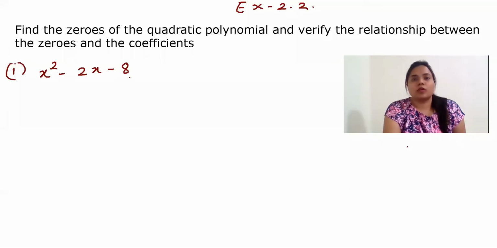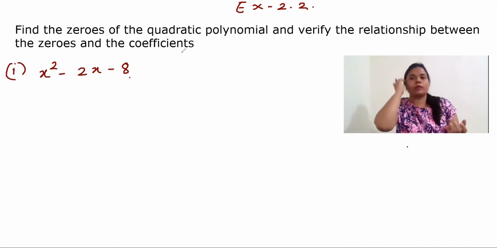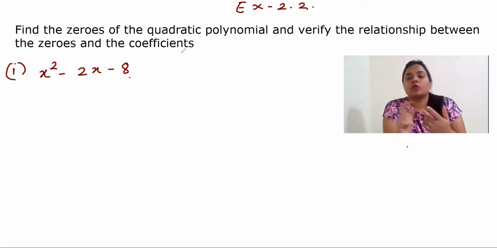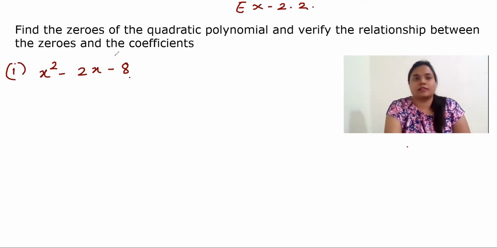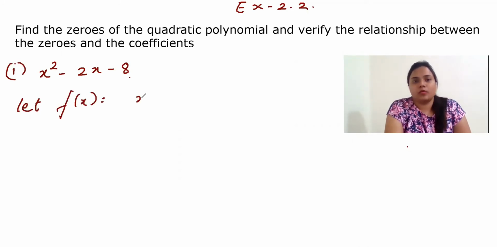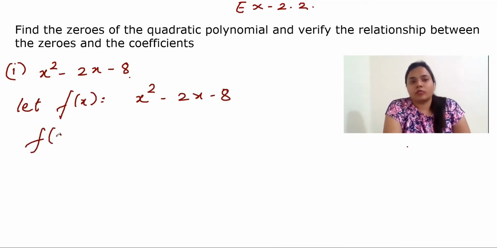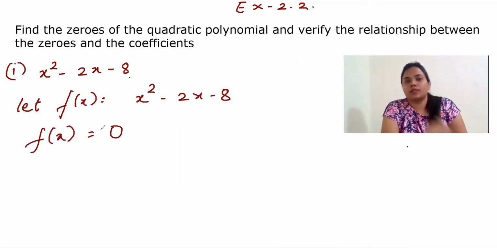Find the zeros of the quadratic polynomial and verify the relationship between the zeros and the coefficients. I have already explained what zeros mean. The values of x that we substitute here to get 0 at the end. That means zeros, or I can say the value of the quadratic polynomial as well. Let us start. Let f of x is equal to x square minus 2x minus 8, and I have to get f of x equal to 0. That means I have to get the complete polynomial to be 0.